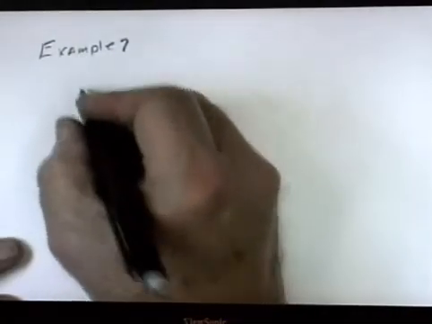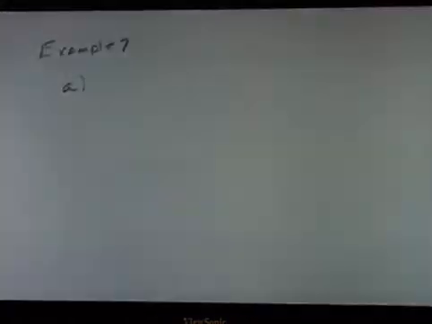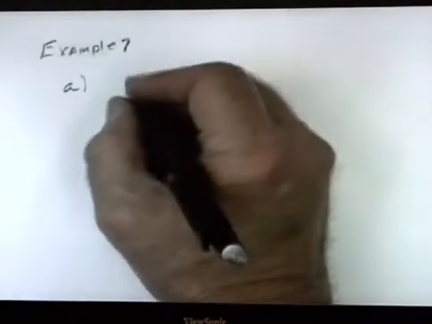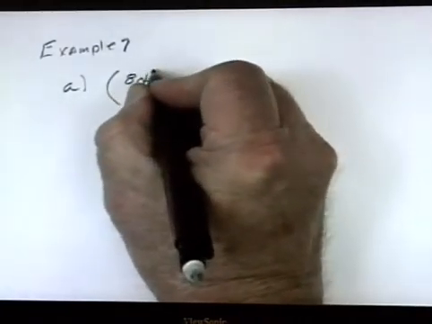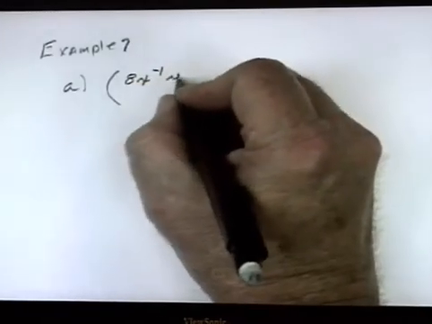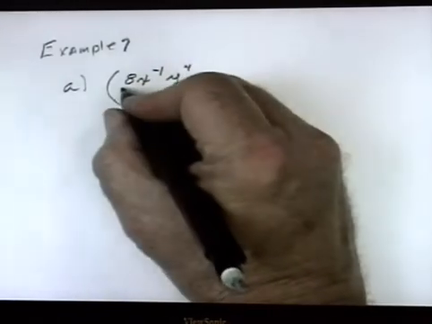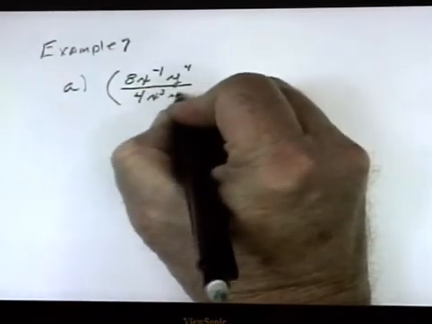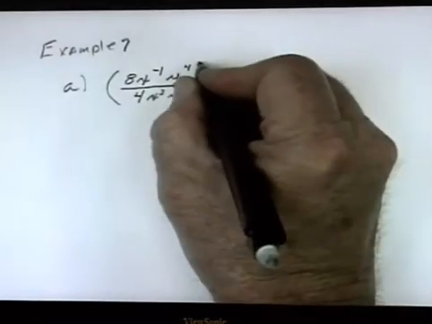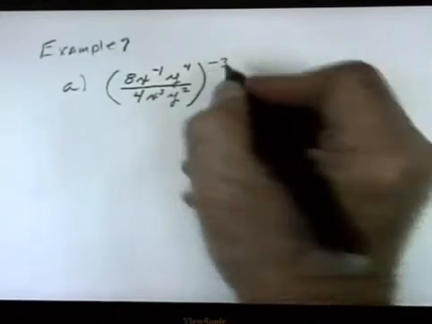Let's do example 7. Again, these are using the rules of exponents. Example 7. A, they want us to rewrite each expression using only positive exponents. So we have the quantity 8x to the minus 1, y to the 4th power, divided by 4 x to the 3rd power, y squared, all raised to the negative 3.